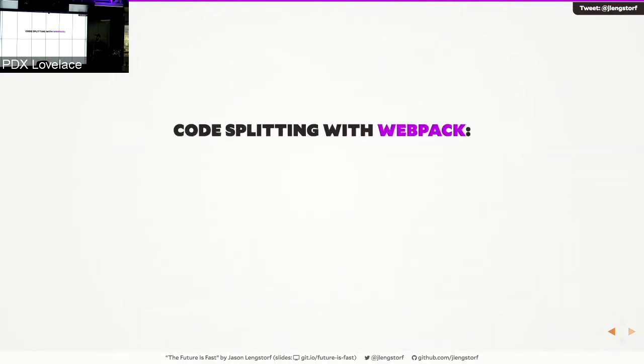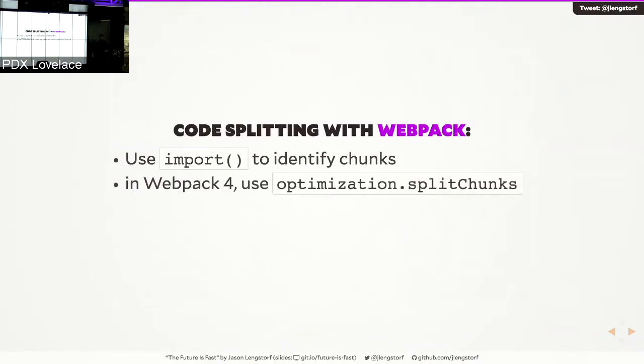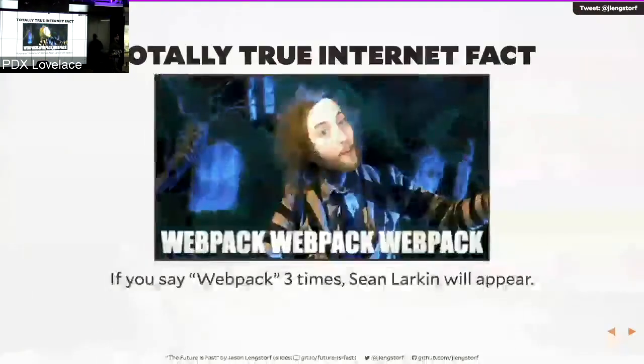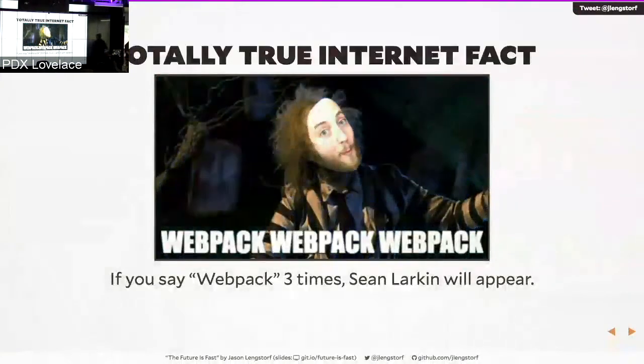When you start code splitting with Webpack, you're going to use the import like this. This is like a promise-based import so that you can get things asynchronously in the Webpack build. So it knows to only load that when that route is actually hit. In Webpack 4, you use a plugin called optimization.splitChunks. In Webpack 3, you would use the CommonsChunkPlugin. And I just said Webpack 3 times, which means that Sean Larkin is now somewhere in the building.